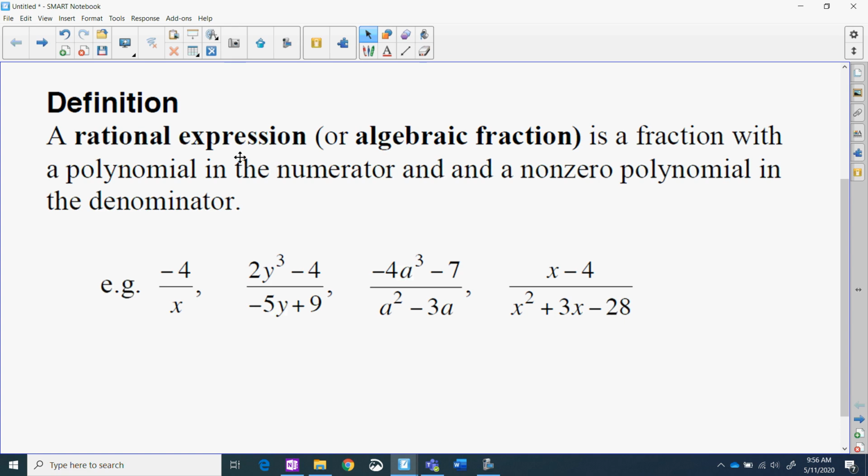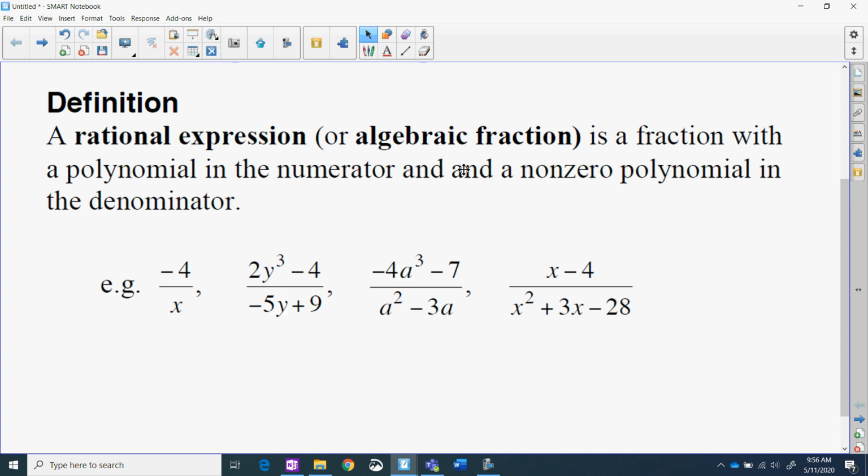So in order for it to be a rational expression or an algebraic fraction, it's got to be a fraction with a polynomial numerator. Now a polynomial could be a single term, just a number, could be a single term like this, just a variable. It could be multiple terms like this, but there are some criteria when you do have variables. They can't have negative exponents, and they can't have fraction exponents. They have to be positive non-fraction exponents in order for us to consider it a polynomial.